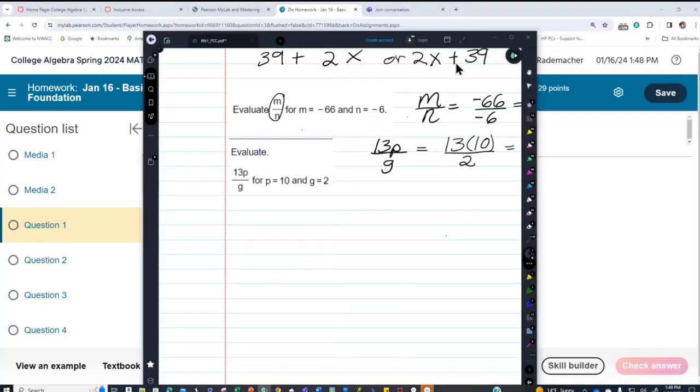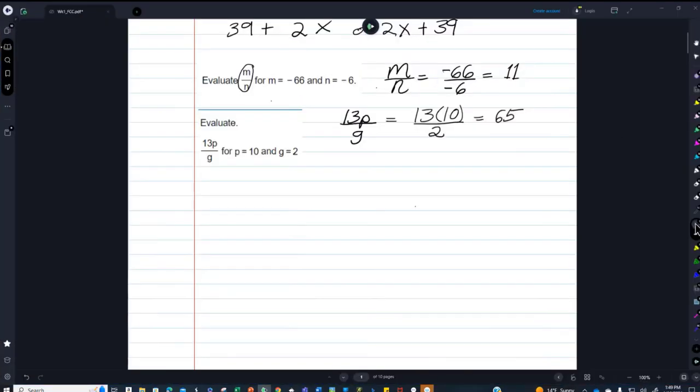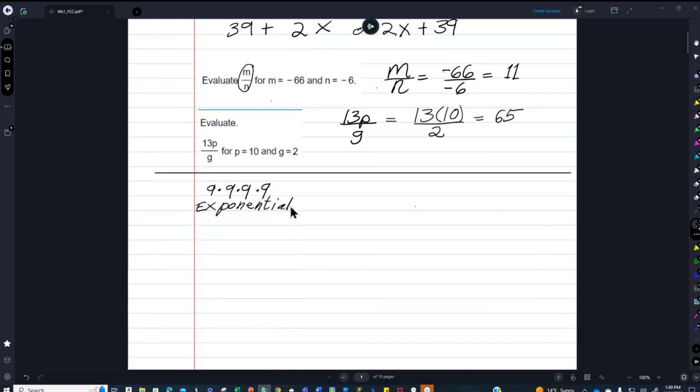So, I'm going to get a line. Put it there. And I'm going to look at 9 times 9 times 9 times 9. And we're not being asked to find the answer. We're being asked to write this in exponential notation.